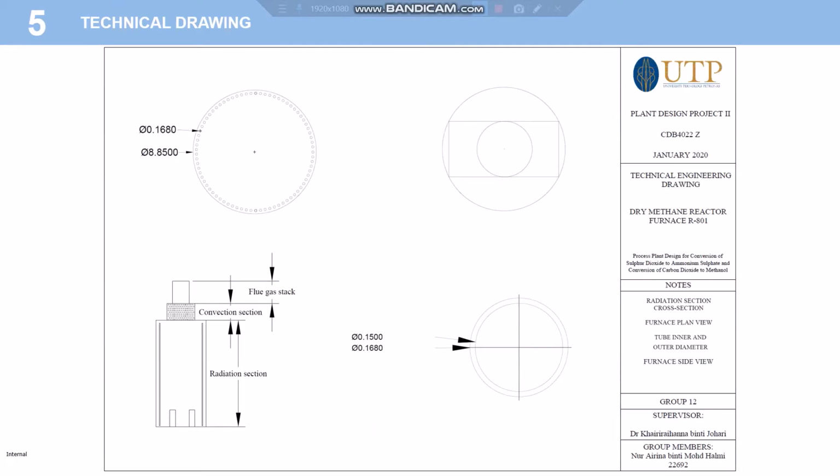Now, we will continue to the last section, which is the technical drawing. The top left drawing is the radiant cross section, where the diameter of the radiant section is 8.85 meters and the individual tube has a diameter of 0.168 meter. Top right and bottom left pictures are the plan view and side view of the furnace respectively. And the last picture is the inner and outer diameter of the individual tube.